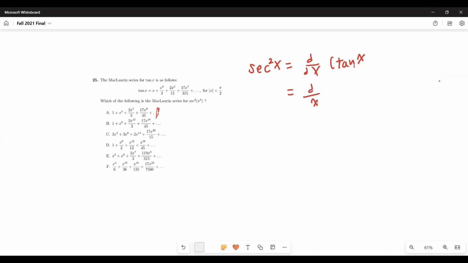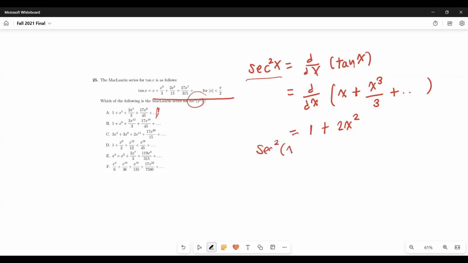So d over dx. You just have to plug it into the series format in here. So d over dx of x plus x cubed over 3 plus dot dot dot. If you find the derivative of that, this becomes 1 plus 2x squared. So that will be the secant squared x. But we're interested in secant squared of x cubed, so you just have to plug in x cubed instead of x. So 1 plus 2 times x cubed squared plus dot dot dot, which is 1 plus 2 x to the 6th power plus dot dot dot.